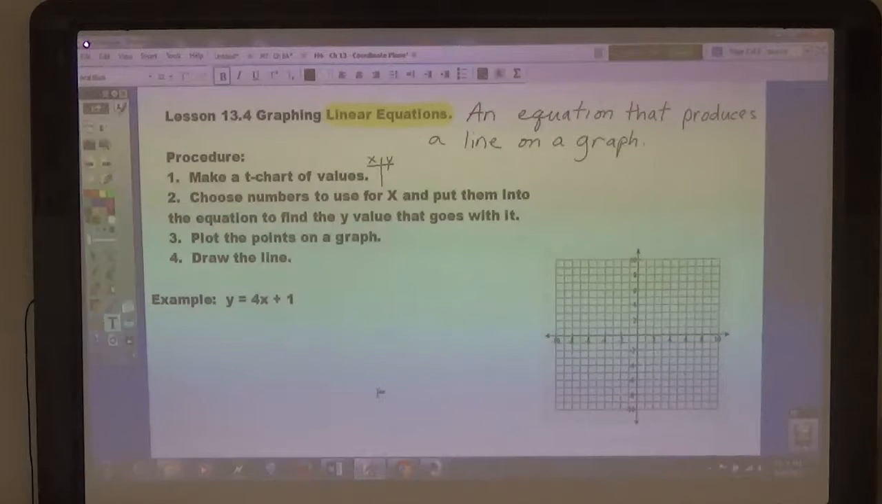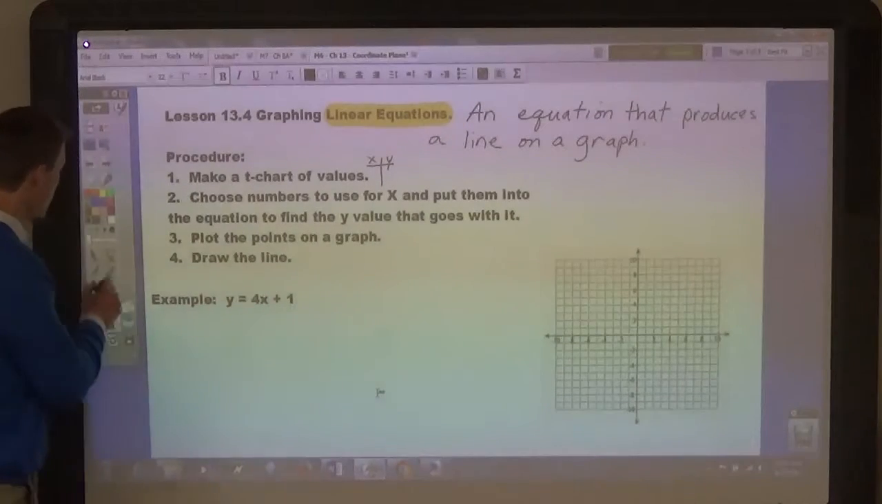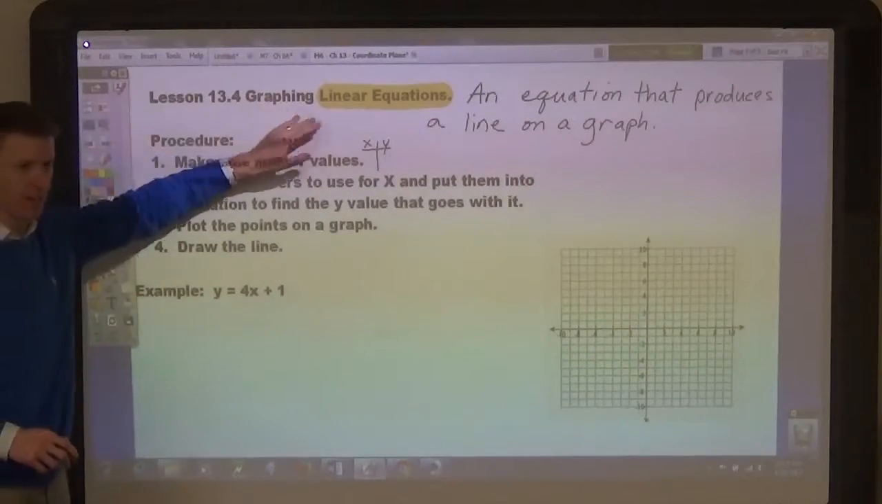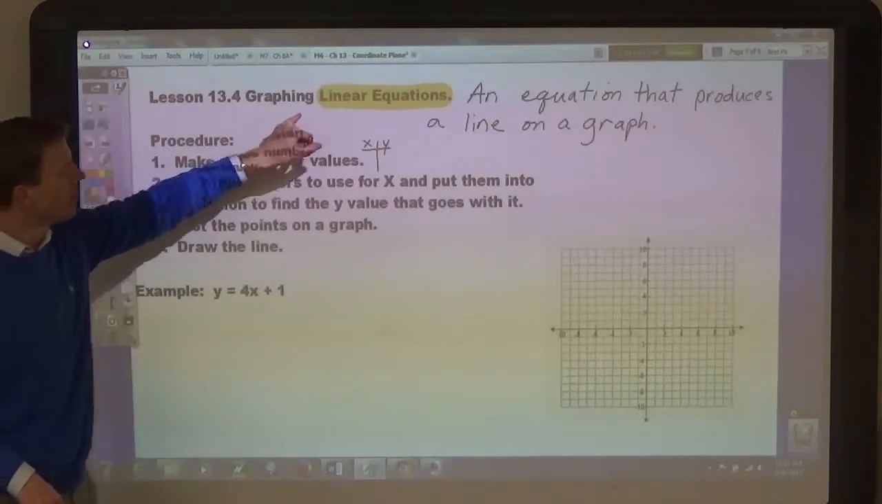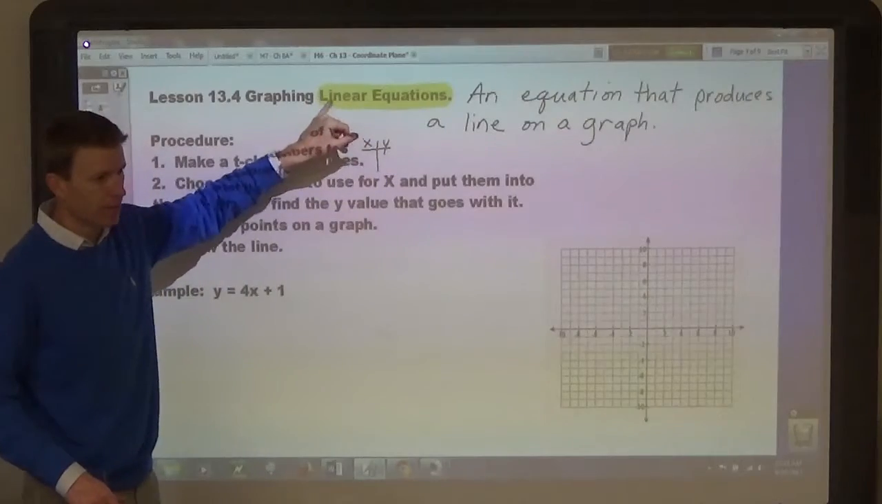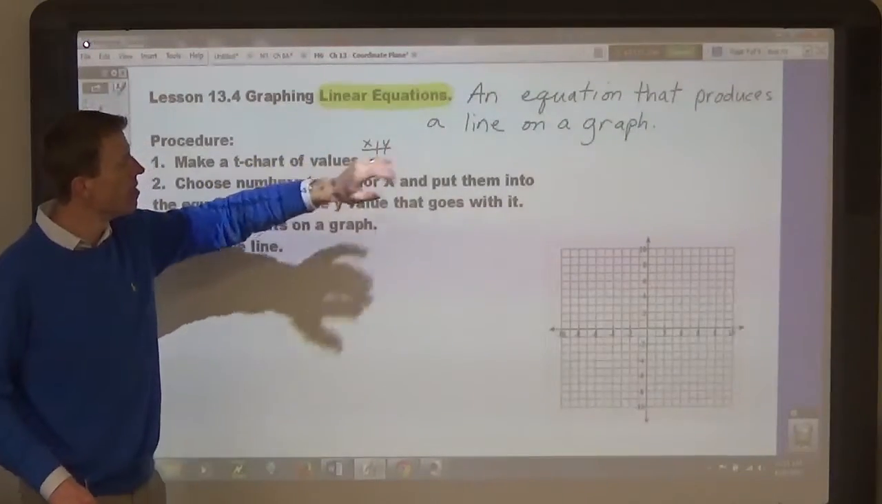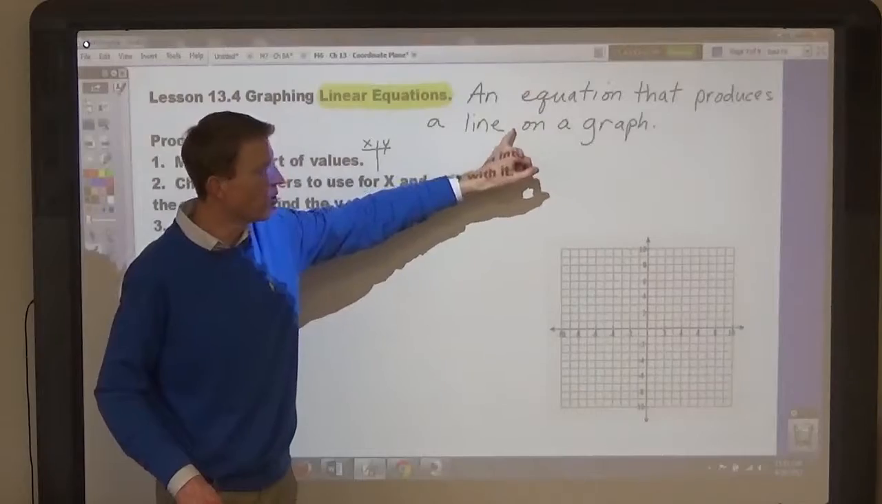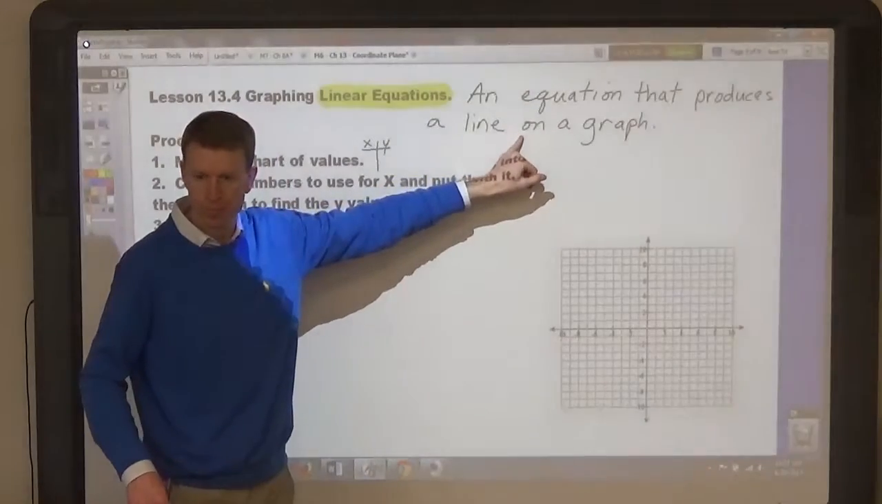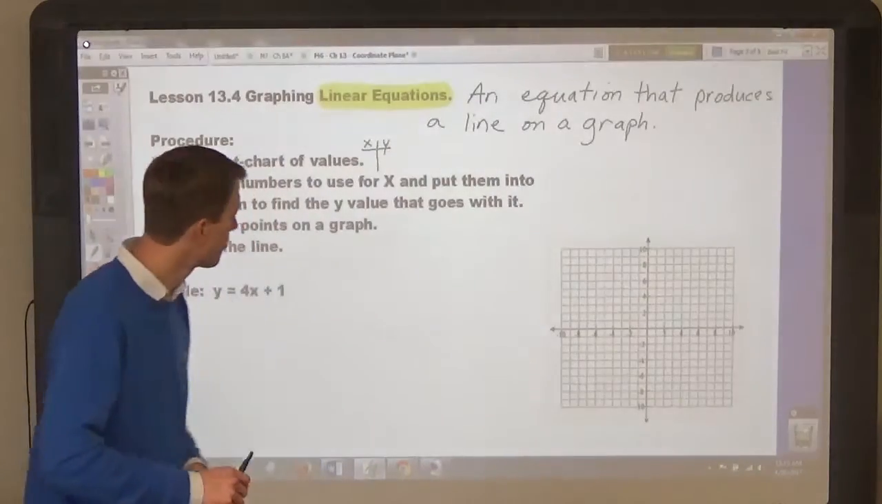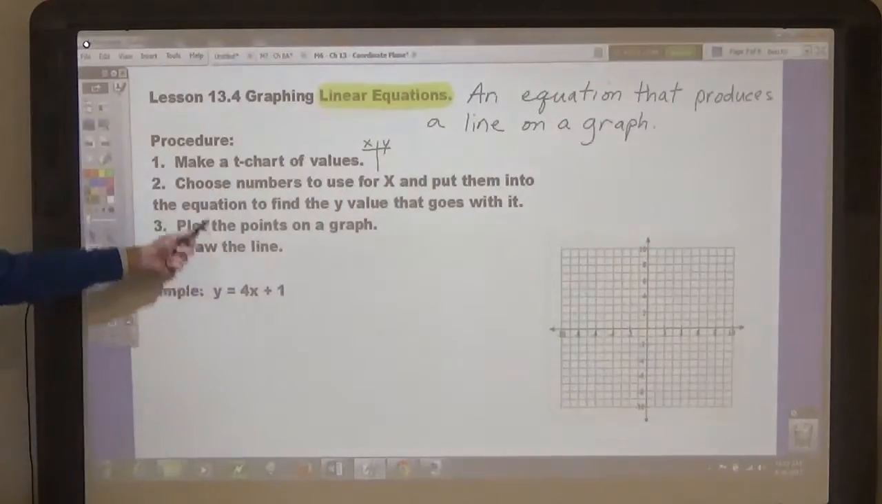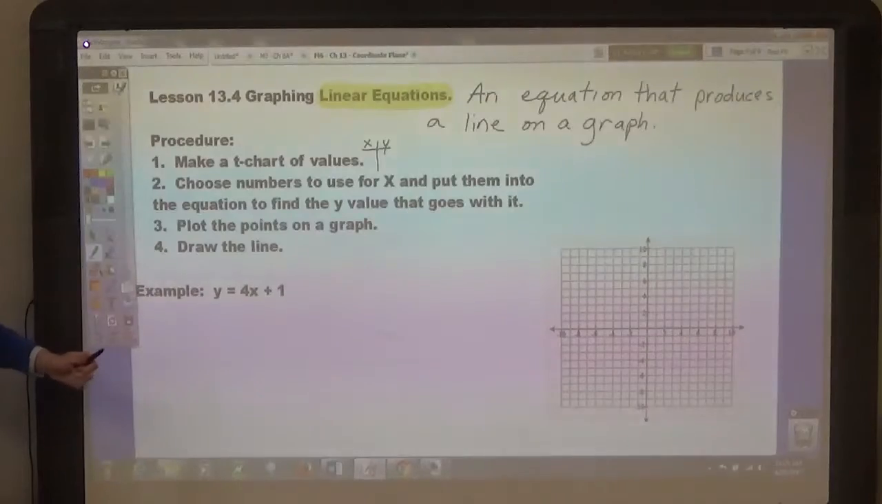All right, sixth graders. We're going to learn about linear equations today, and specifically, what to do with them: graphing them. Graphing linear equations. A linear equation is an equation that produces a line on a graph. We've been graphing these lines the last couple days. We're going to use this procedure to graph a linear equation.